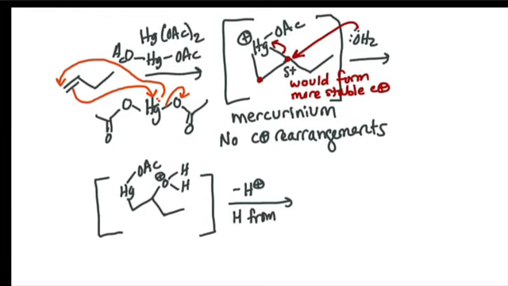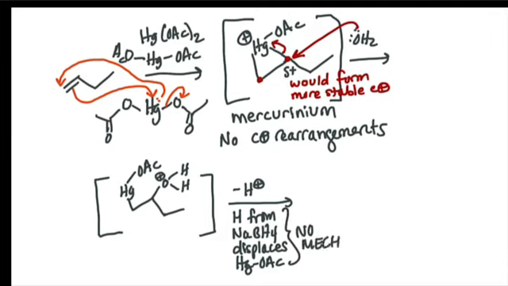and so a hydrogen atom from sodium borohydride displaces the mercury acetate. All right, and so for that, there's going to be no mechanism required of you. You don't have to know how to push any electrons or draw curved arrows for that. So just be able to predict the product from here, and that's going to look like this.